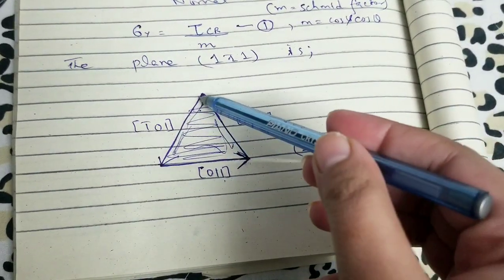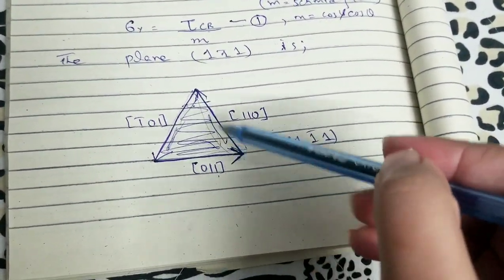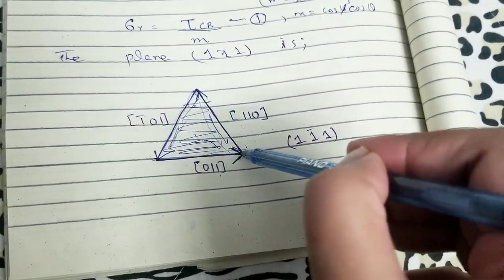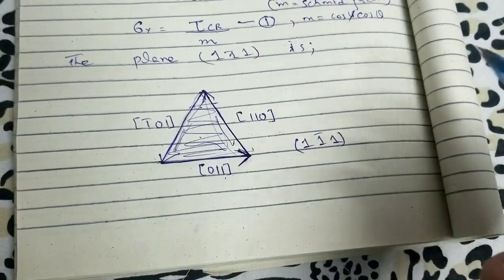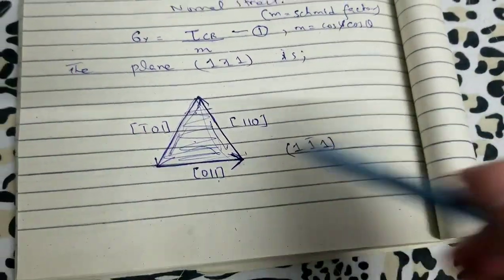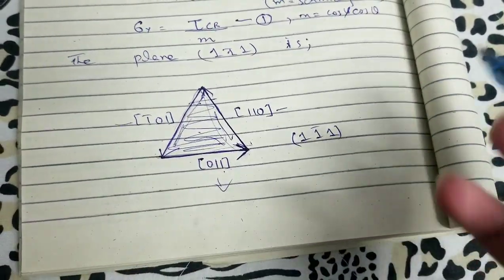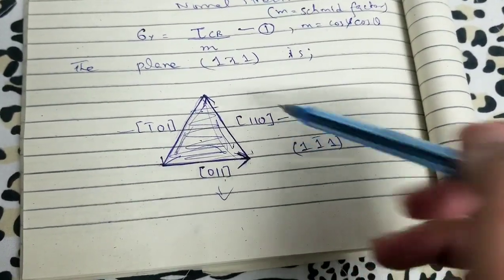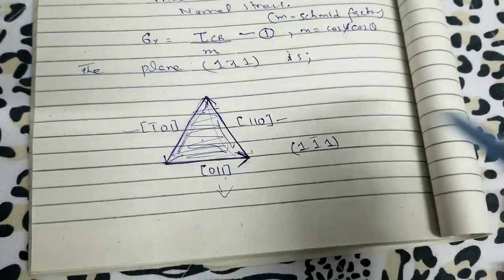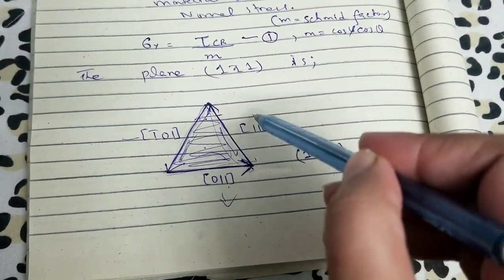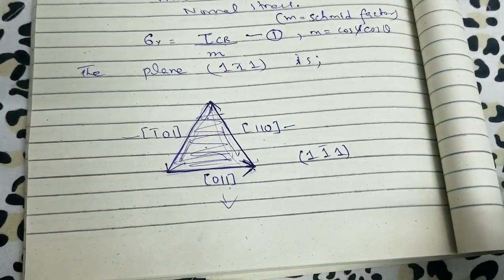Now you can see here the plane is made up of 3 directions. This is the plane, and these are the lines or the directions which make up the plane. These are slip directions, you can also say it like that. They make 3 slip systems. They are the 3 directions that the plane has, and each direction corresponds to a slip system.